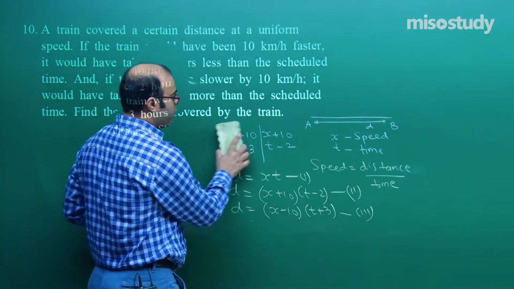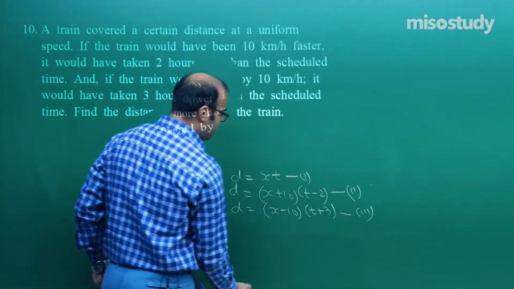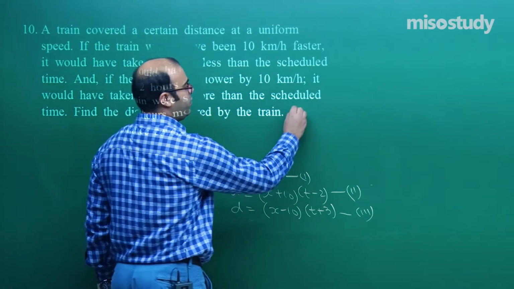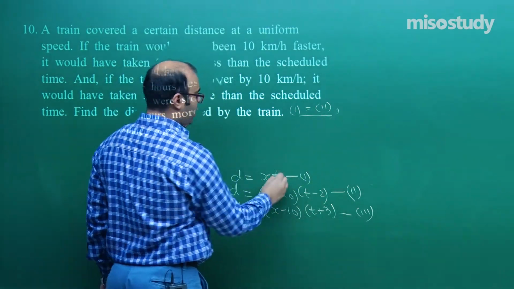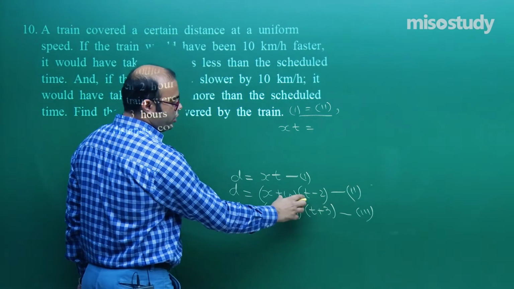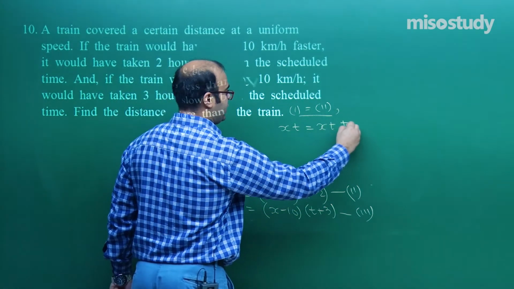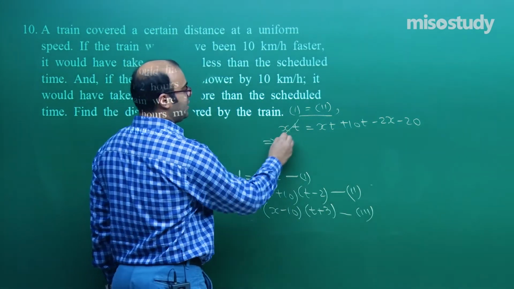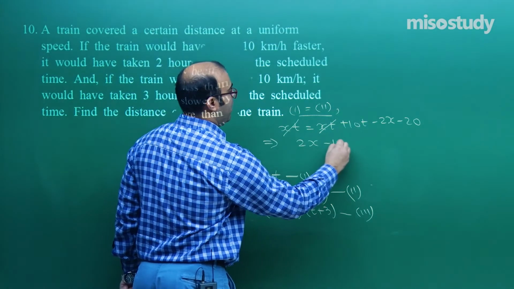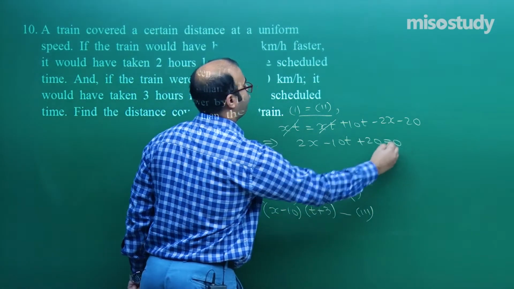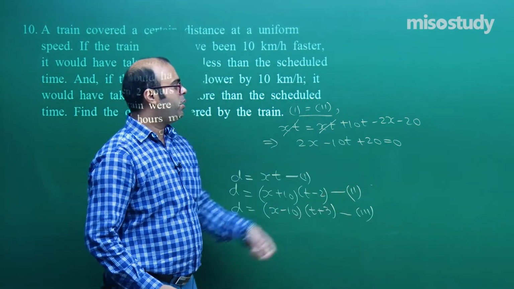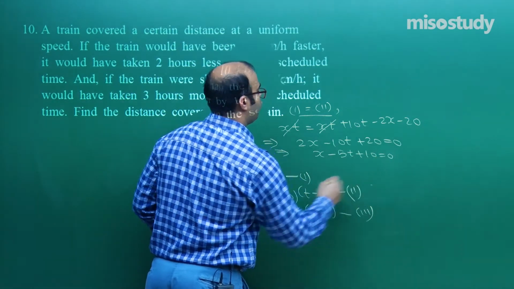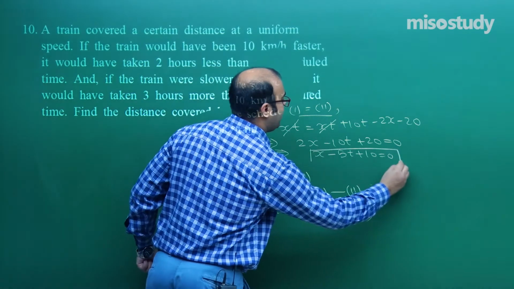So after getting these three equations, the variables here are 3. Let us reduce them to 2. What can we do? We can equate equation 1 with equation 2, both are d. So xt is equal to x plus 10 into t minus 2. When we multiply this, we get xt plus 10t minus 2x minus 20, in which xt cancels. This will become 2x minus 10t plus 20 is equal to 0, which can also be written as x minus 5t plus 10 is equal to 0. So this is our equation in x and t.